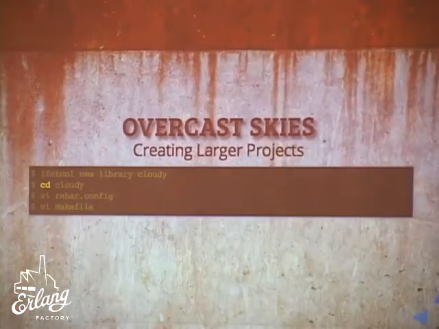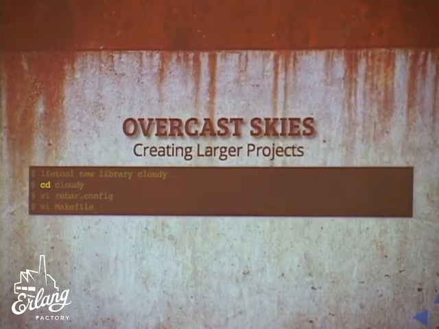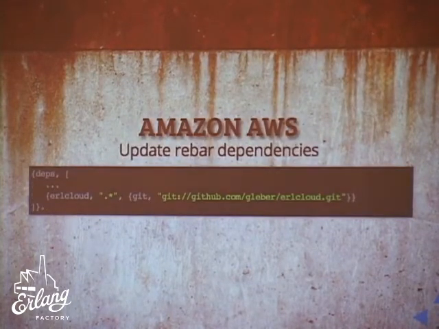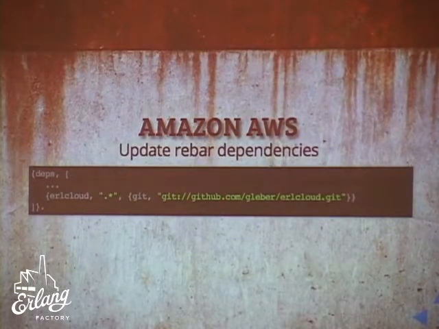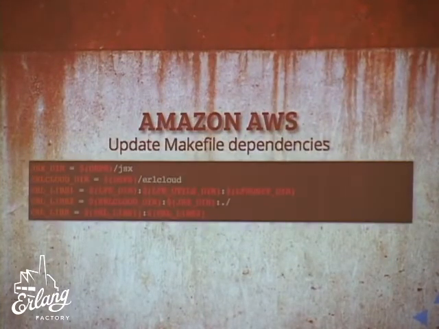Let's see what it looks like in a bigger context. Using LFE tool, we'll create a new project called Cloudy. We're going to use Amazon's web services first. So we add a new dependency. Update your rebar config file. Right now, you have to manually update the make file with your new dependencies. I have plans to create a series of rebar plugins in LFE that'll do this stuff for you. But for now, update your make file.